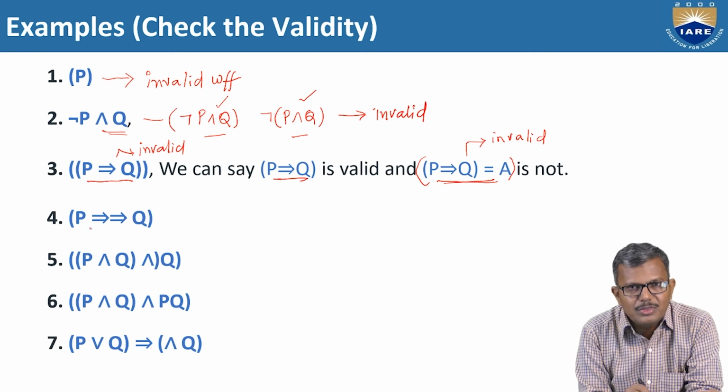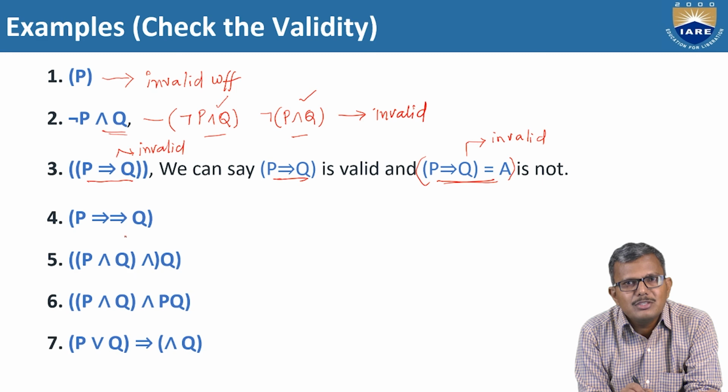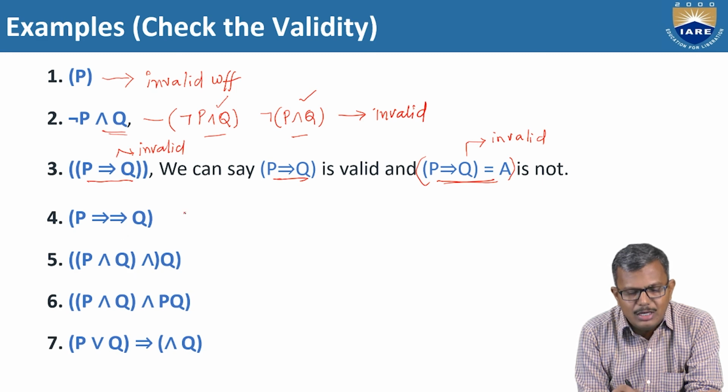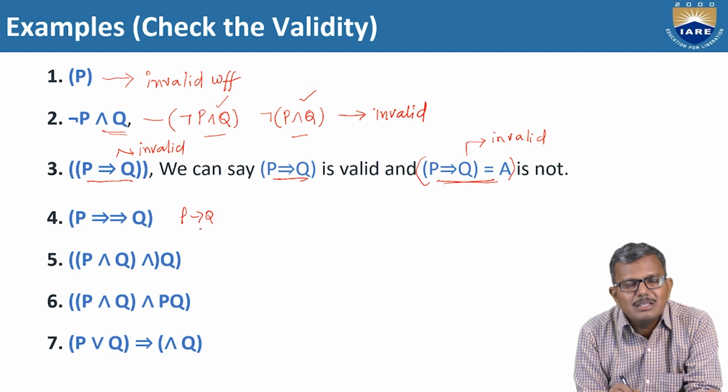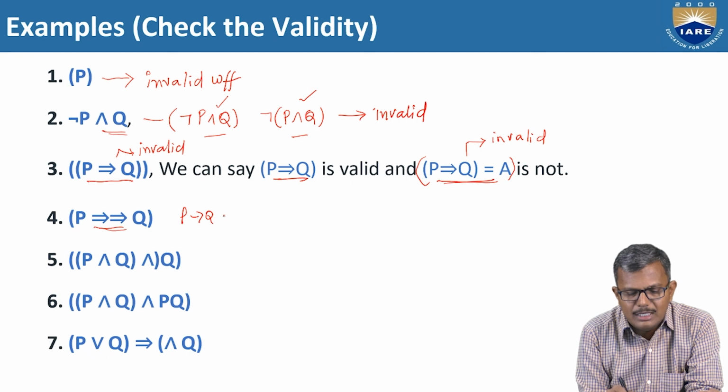Coming to here, P double implies Q. What do you mean by P double implies Q? P implies Q is okay. This is a valid statement. But whenever I say P double implies Q, I should not say that this is a valid statement. Why? Because you should not use two implies at the same time. So again this one is also invalid.